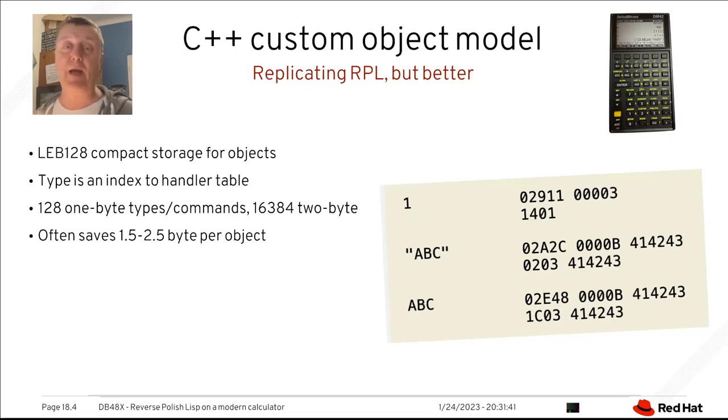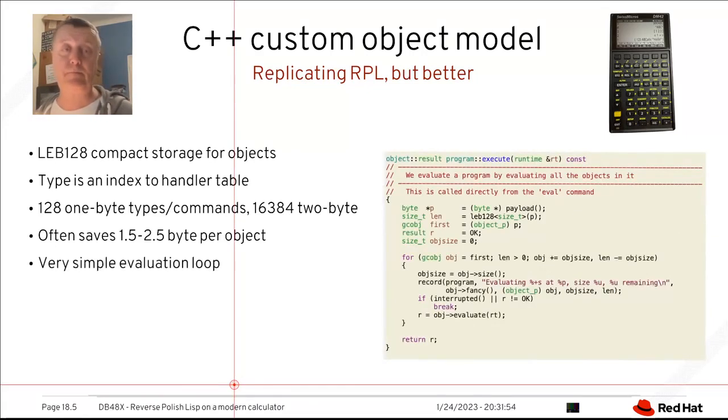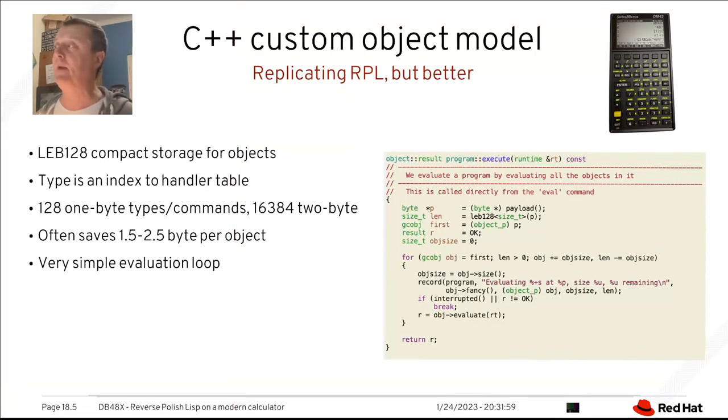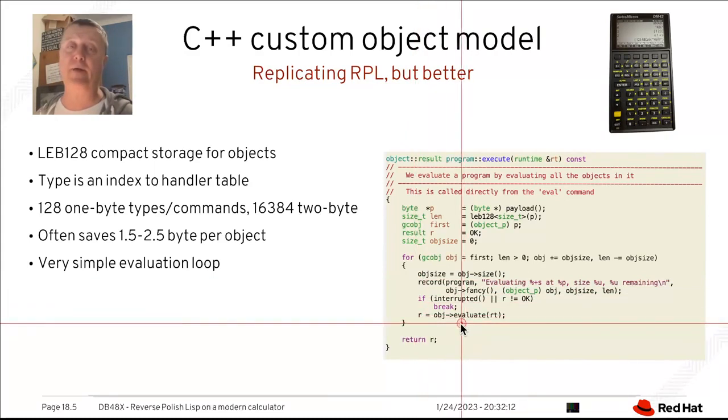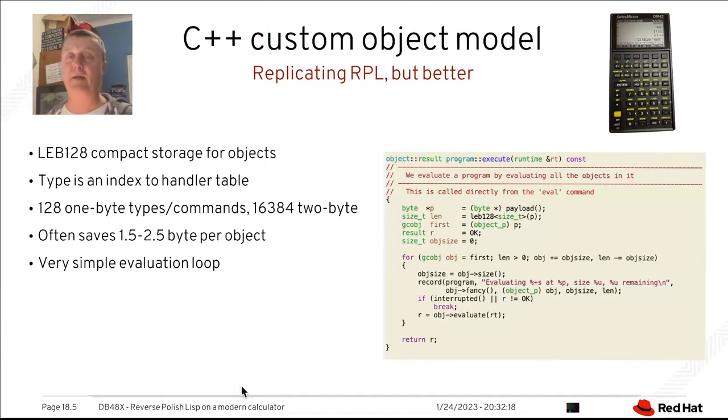The name ABC is exactly the same encoding, except that the prefix is not the same. So for DB48X, the tag shifts from 2 to 1C. The tags themselves change with every build, by the way. So that means the evaluation loop is extremely simple. It's essentially the way this works. You can see the code here: for each object, you compute its size, skip to the next one, and then call the handler and evaluate that handler. So evaluating a program in DB48X is extremely fast.